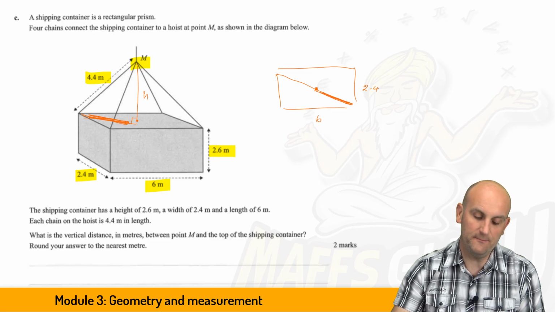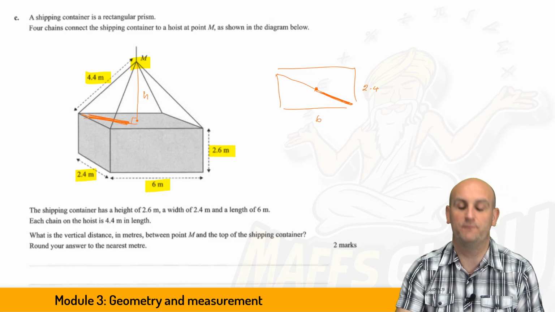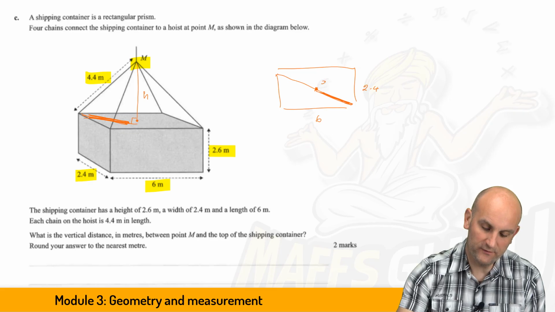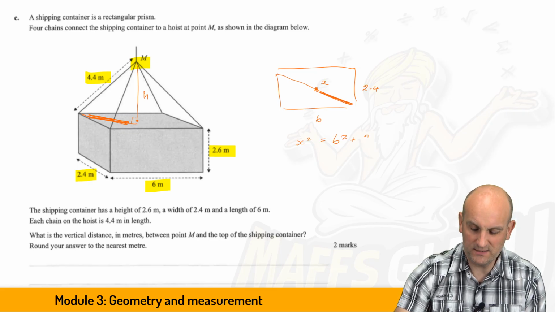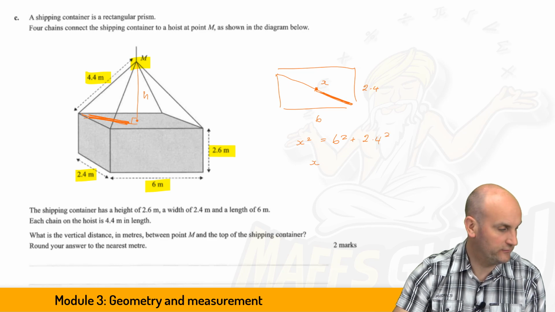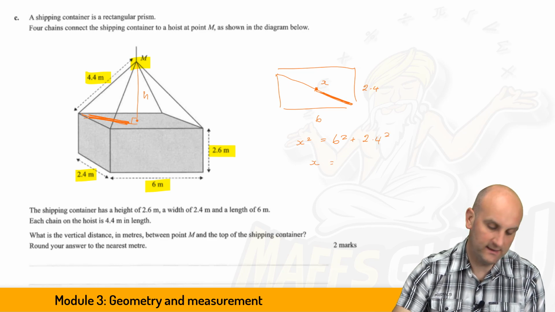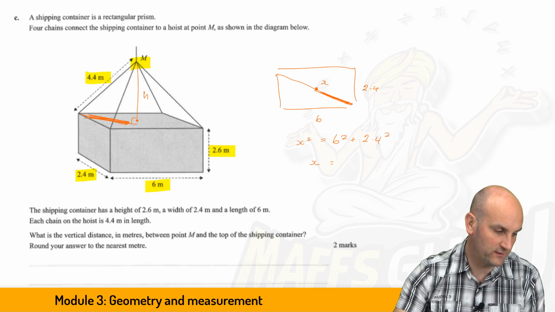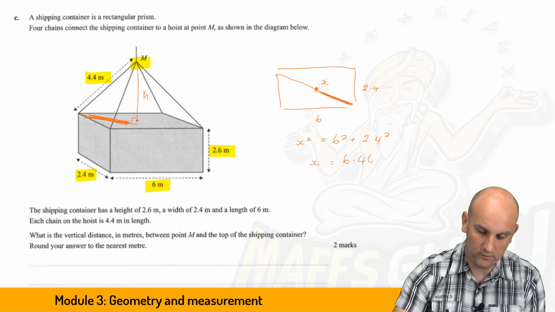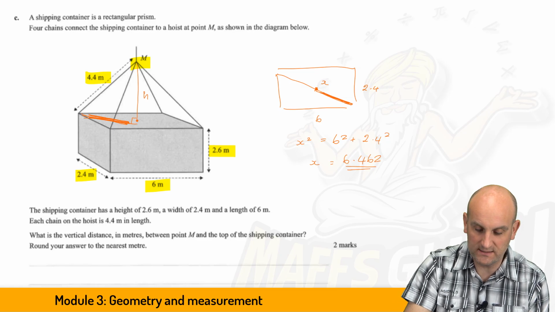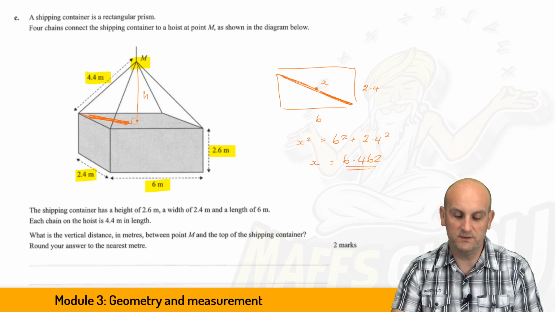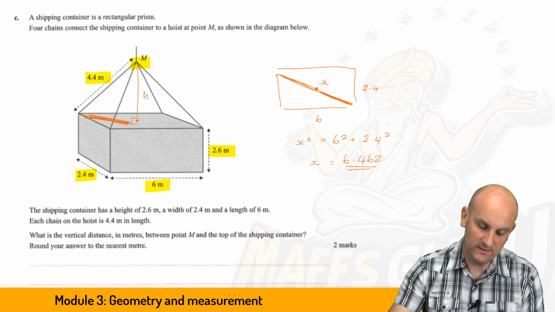Okay, well, I can do that because I've got a bit of Pythagoras' theorem. So we're going to find this value of x here. We know that x squared is equal to 6 squared plus 2.4 squared. And using my calculator, I ended up that that value was roughly 6.462. That's the total length there. But what I actually want is half of that length to give me my other triangle.